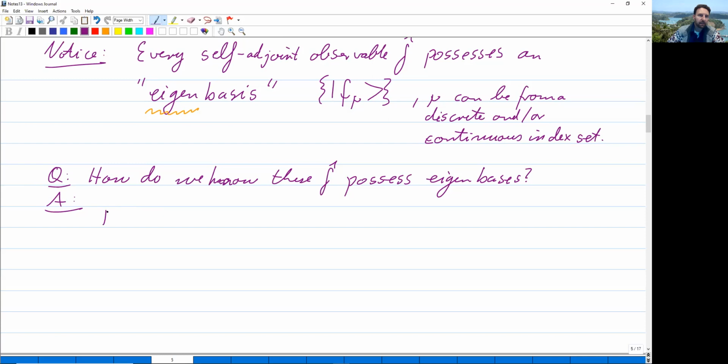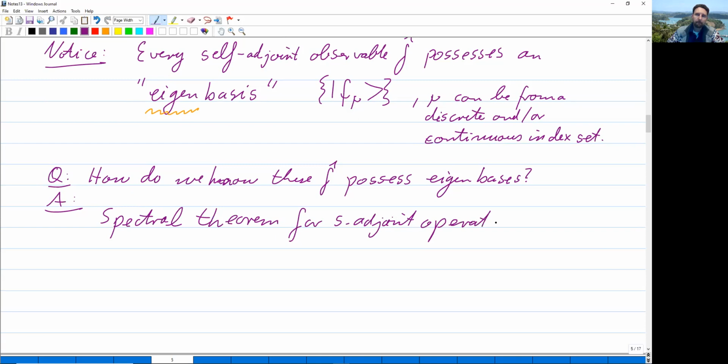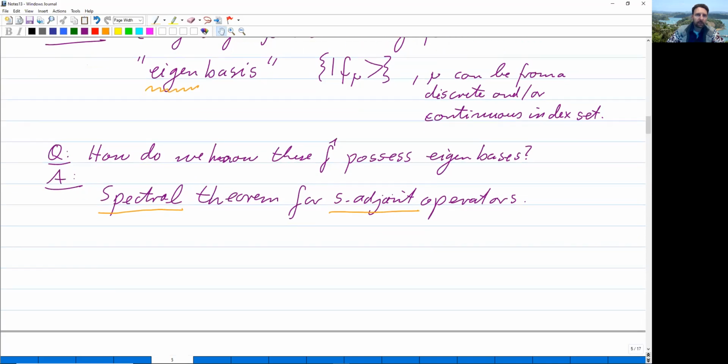This is the spectral theorem for self-adjoint operators. Now, in order to be able to discuss the spectral theorem, we had to first clarify in the previous lecture what does self-adjoint mean, and what does the spectrum mean. Let me quickly remind you of the key points here.